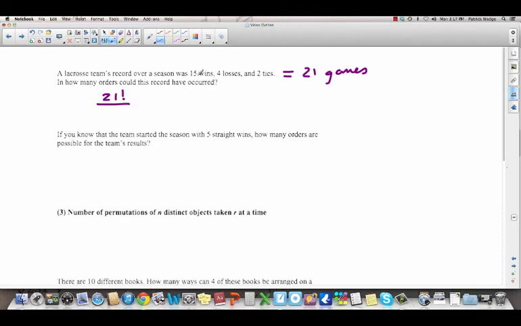15 are identical. A win's a win's a win. They're all identical. So 15 factorial. Losses, we got 4 of those. Ties, we got 2 of those. Bottom equals the top, right? Yep, 15 plus 4 plus 2 is 21.